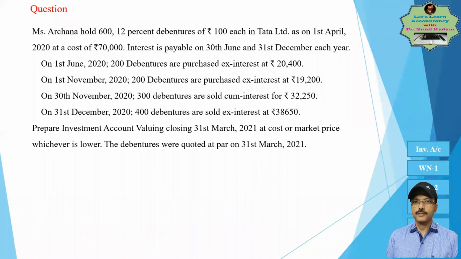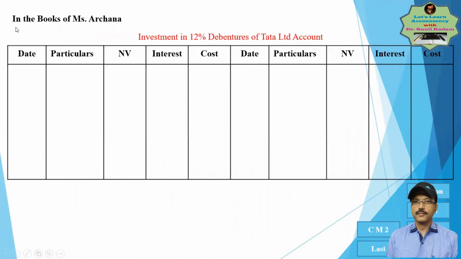So first we need to prepare the investment account and find out the balance. Let's do it. On this slide, we will be referring to this question, and on the next slide, we will be preparing the investment account. This is the investment account in the books of Ms. Archana, investment in 12% debentures of Tata Limited account. Date, particulars, nominal value, interest and cost, and the same for the credit side.